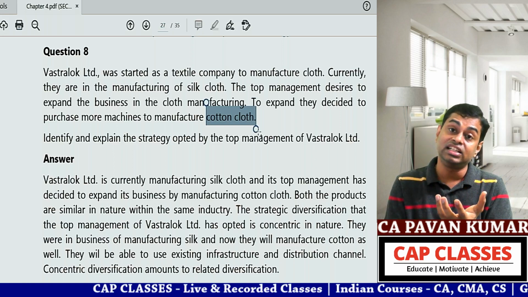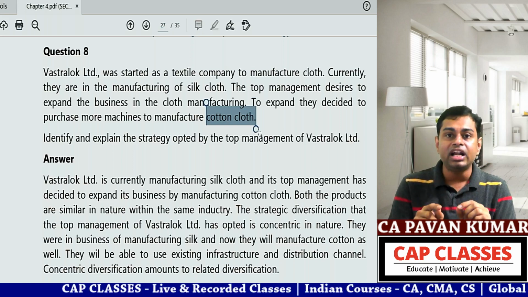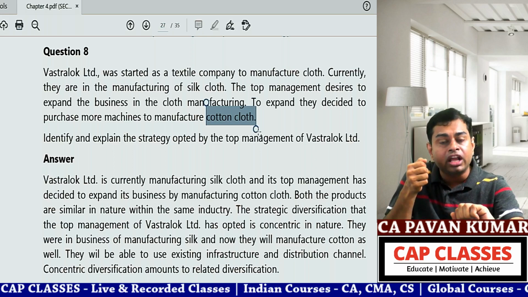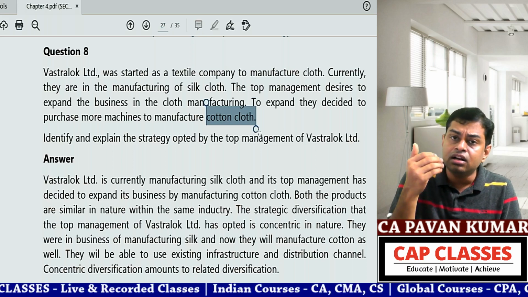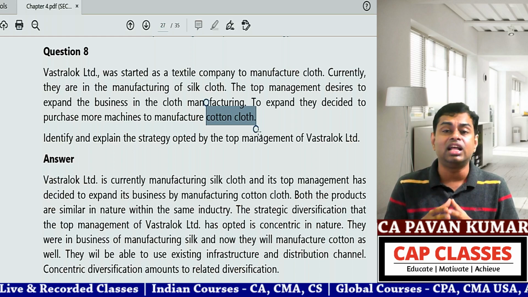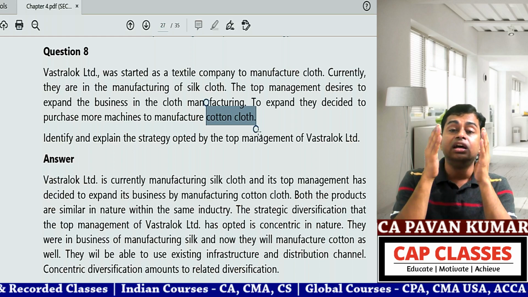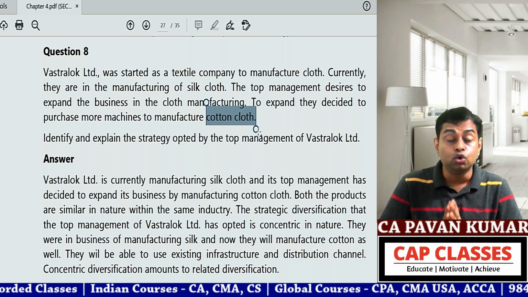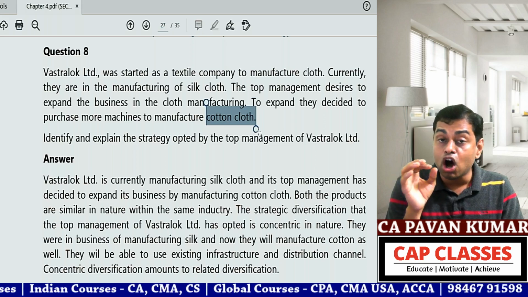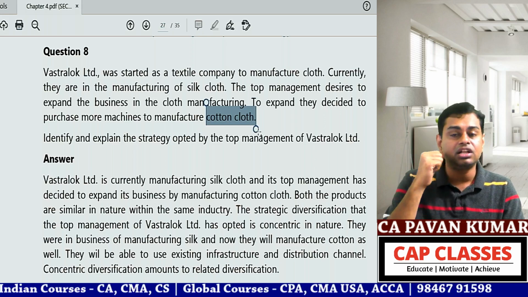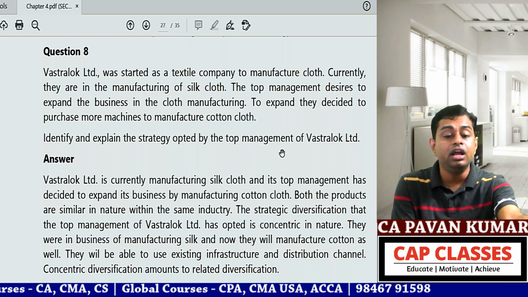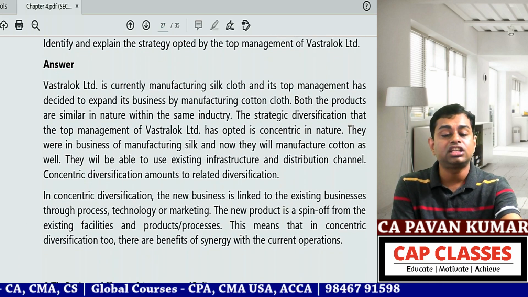How can you say that it is conglomerate diversification? In conglomerate diversification, the existing business and the new business will be disjoint. So there will be no connection with the technology of old and new products. There will be no connection in the process. There will be no connection in the customers. But if you see here, everywhere it is related. So it is called concentric diversification. That's all. Identify and explain the strategy opted by top level management of Vastralok Limited.